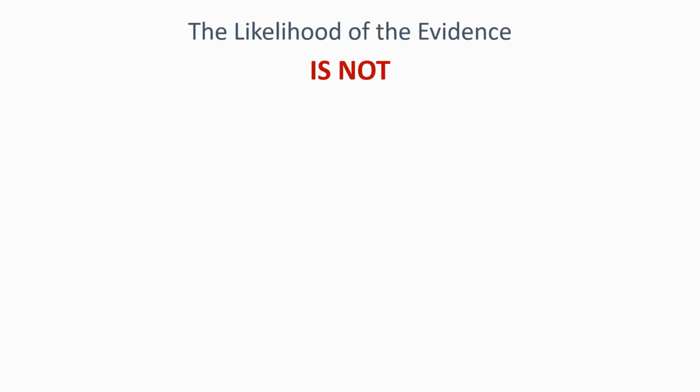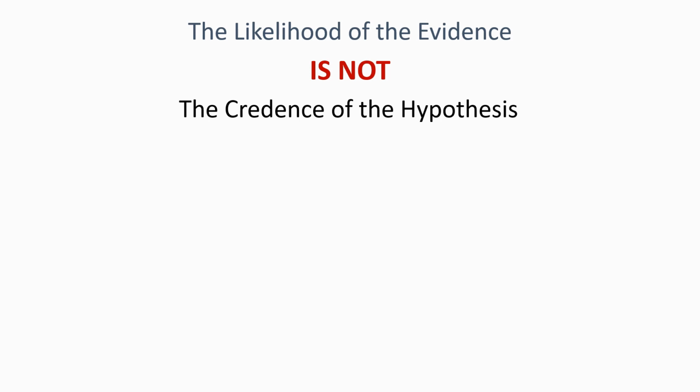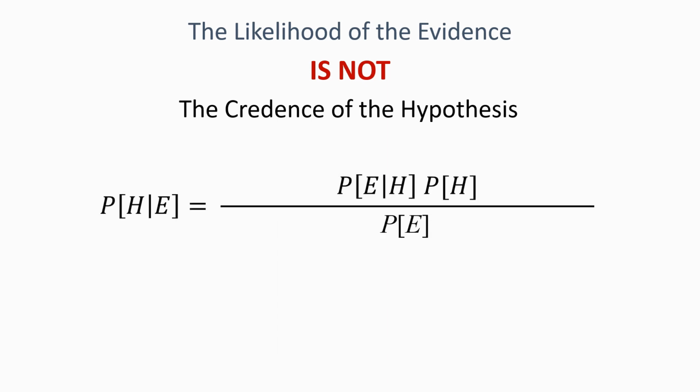From this, we learn something very important in Bayesian thinking. The likelihood of the evidence is not the credence of the hypothesis. I repeat, the likelihood of the evidence under the hypothesis in question is not the credence of said hypothesis. For the credence of the hypothesis, we also take into consideration the prior probability of the hypothesis being true relative to the probability that the evidence shows up in general.